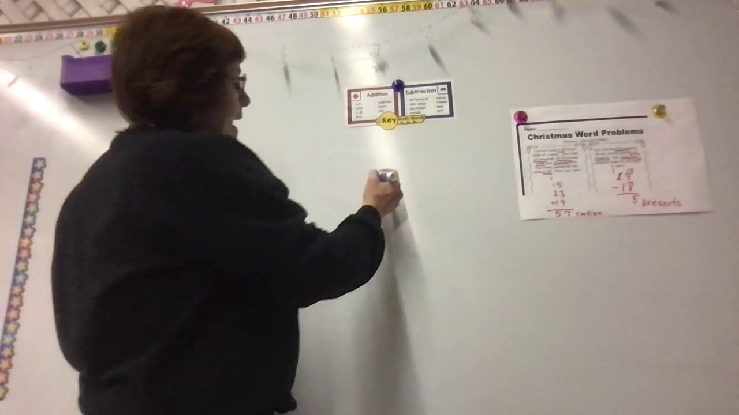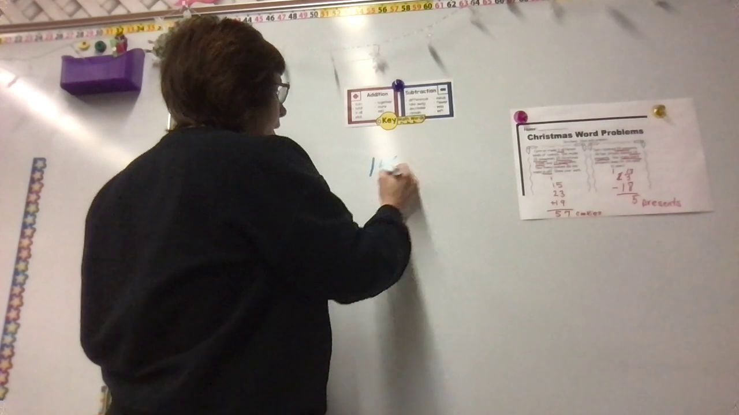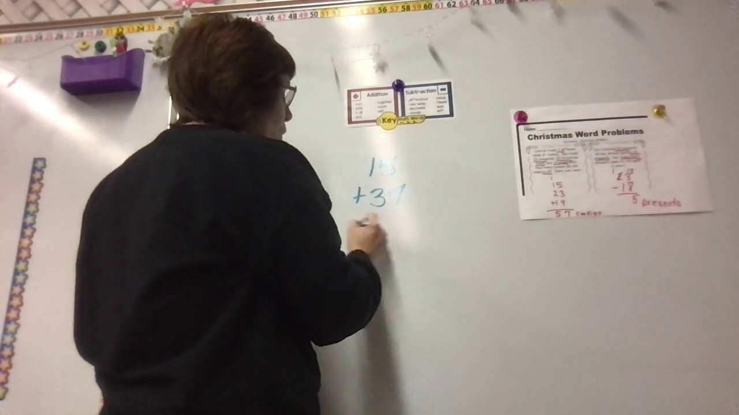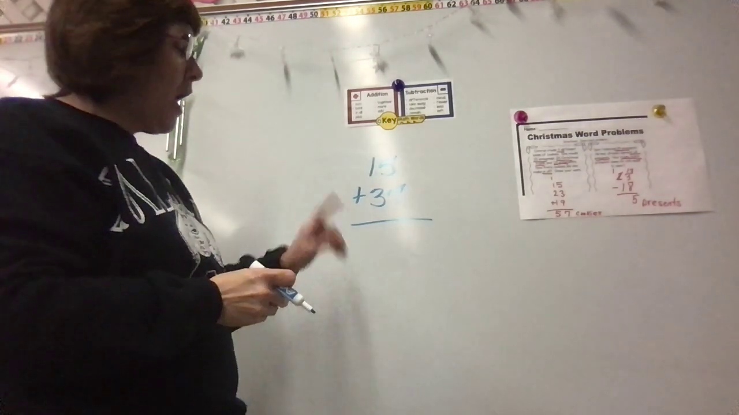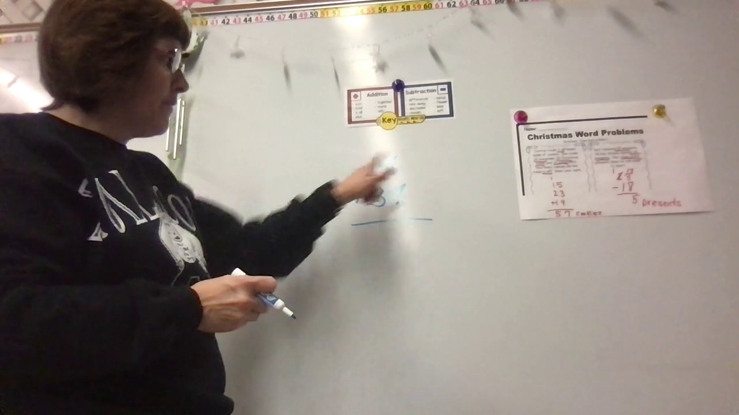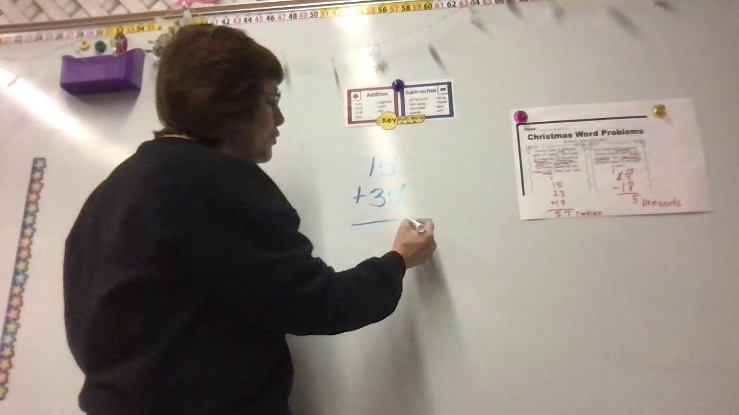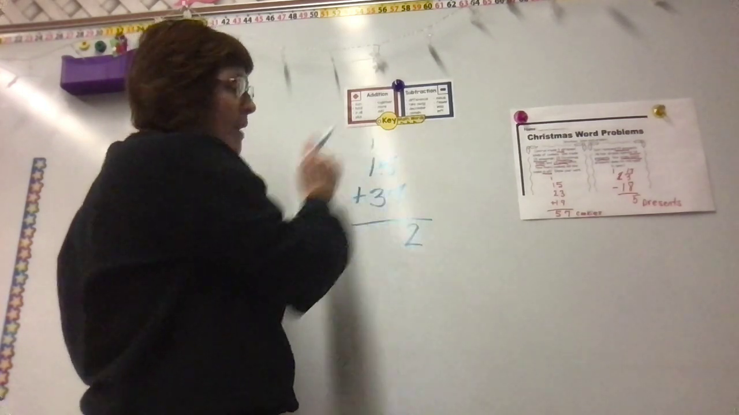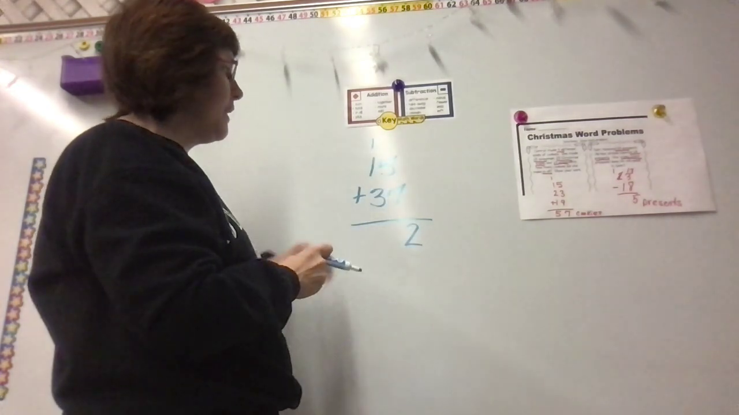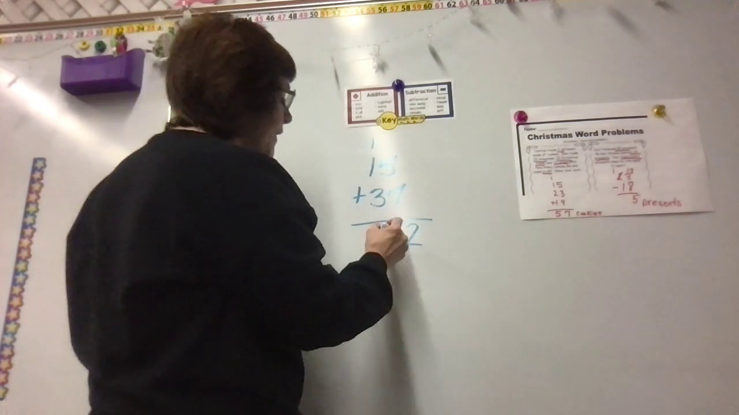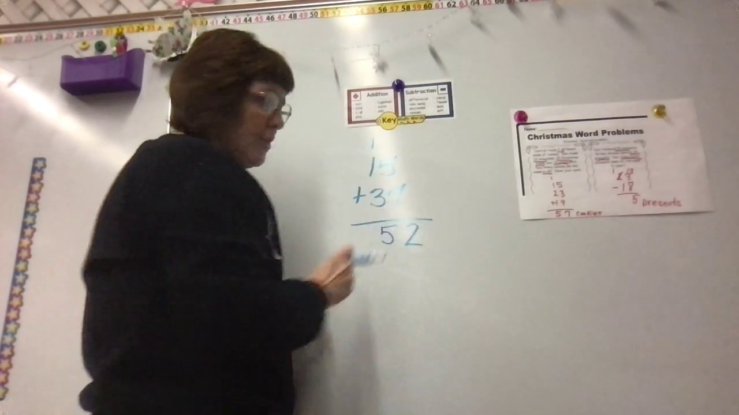So if we want to add 15 plus 37, we can go ahead and do that. Always remember, when you're adding, you start with your ones column. So I add my 5 plus 7 to give me 12. I'm going to write my 2 in my ones place. I'm going to carry my 1 up to my tens place. I'm going to add 1 plus 1 to give me 2, plus 3 more gives me 5. So my answer here is 52.